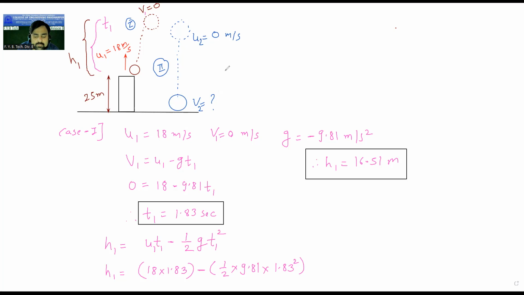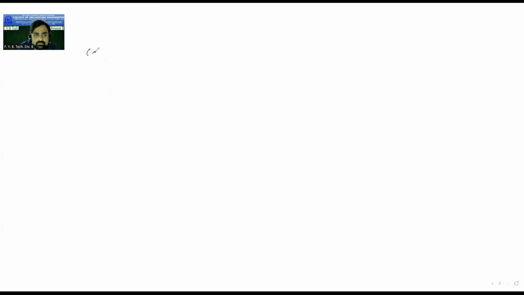Okay, again what we need to calculate: what is the time required for this journey, time t2. This total time also we need to calculate. So I will write here now case 2. Here initial velocity u2 is equal to 0 meter per second. Final velocity v2 we don't know, we need to calculate. Time t2 is also not known, we need to calculate.